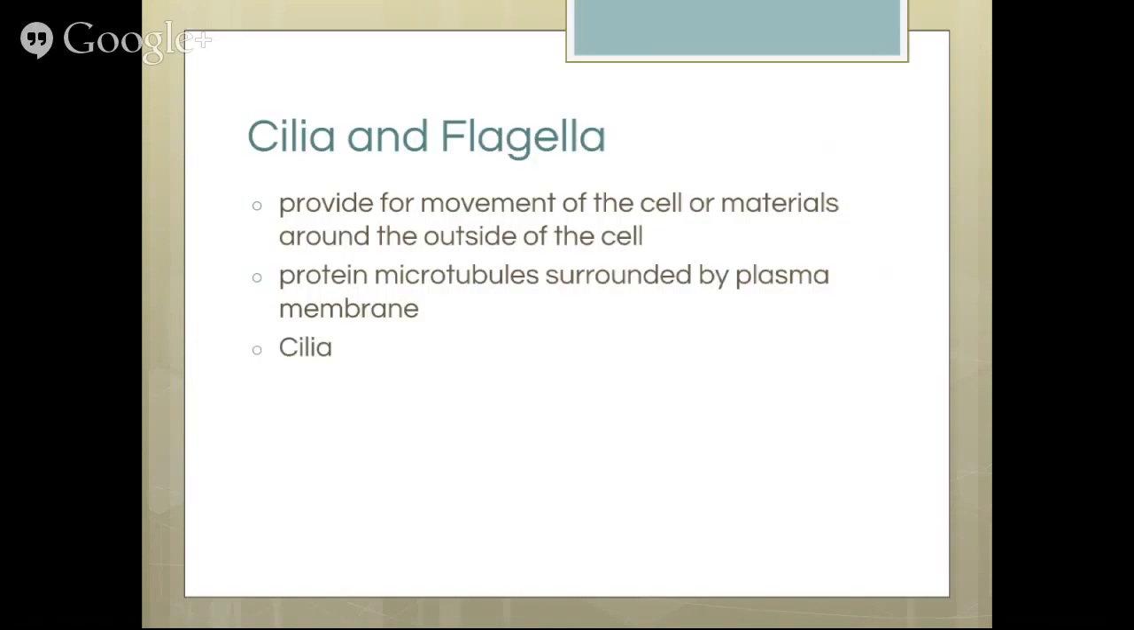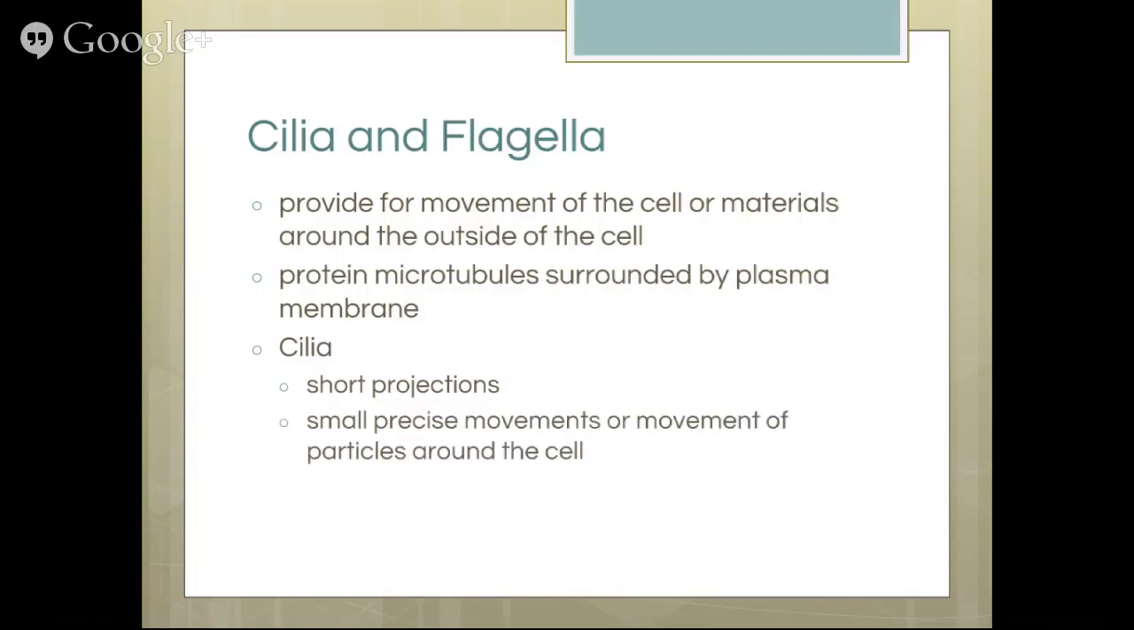The first one we'll talk about is the cilia. The cilia are very short projections. They're sometimes called finger-like projections from the cell. These finger-like projections are going to be used mostly for very small, precise movements or for moving particles around that cell or away from part of the cell membrane.